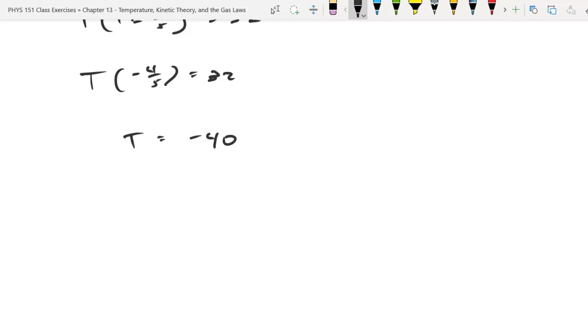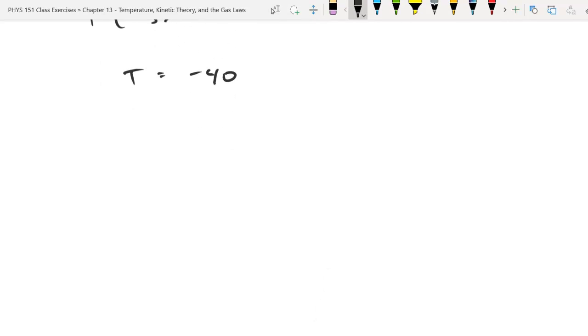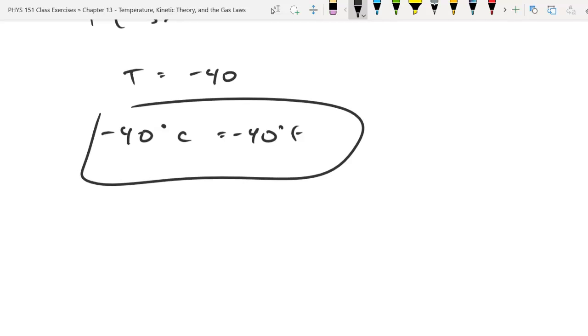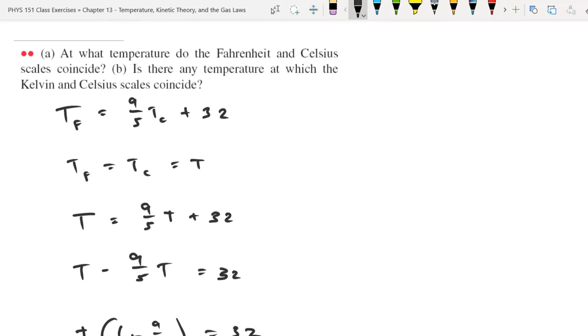So at negative 40, we have the same temperature on the Fahrenheit and Celsius scales. So negative 40 degrees Celsius is equal to negative 40 degrees Fahrenheit. So that's for part A. At negative 40, they have the same values.